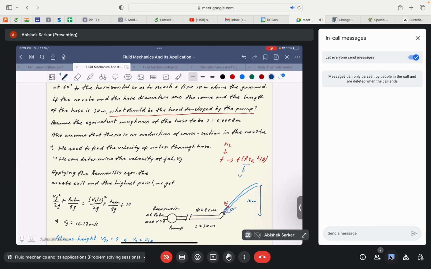So in order to determine the head loss, we need to get the friction factor. To get the friction factor, we need the Reynolds number and epsilon, the ratio of surface roughness. This is already given, so we need to determine the Reynolds number. Again, the Reynolds number can be determined if we know the diameter of the pipe and the velocity. Since the diameter is already given, we need to determine the velocity of the flow in the pipe. This is the algorithm that usually flows in such kinds of problems. So we need to determine the velocity of flow in the hose.